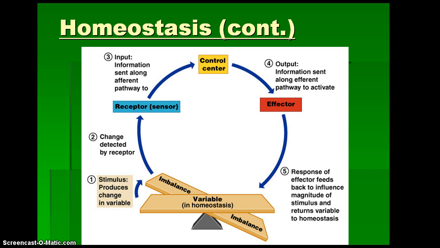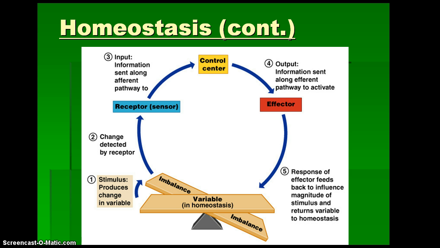This information is inputted and sent along an afferent pathway to the control center, which is typically the brain, but in some cases it could also be nerves within the spinal cord. Later on we're going to be discussing the nervous system and a reflex arc, and you'll find out that some stimuli can be detected and responded to without going to the brain right away.